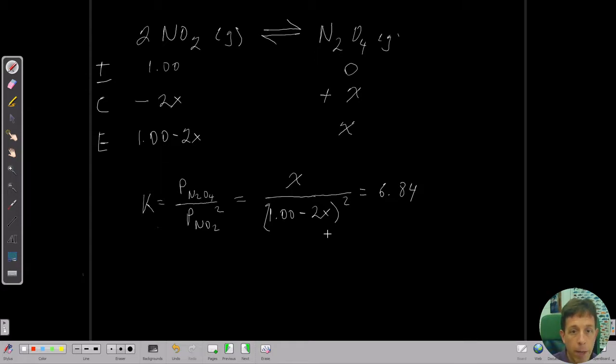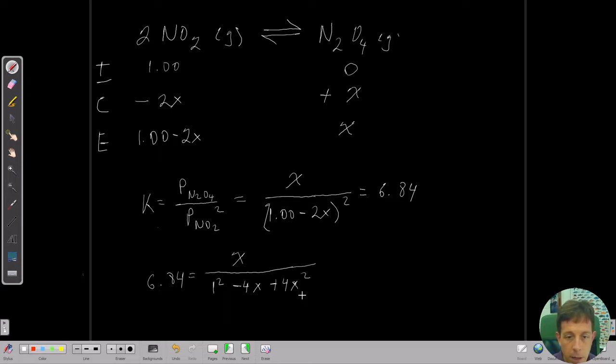Now what we need to do is rearrange this equation so we can solve for x. Let's do this. We can expand this factor in the denominator here, and so we end up with 1 squared minus 4x plus 4x squared, and that equals 6.84.